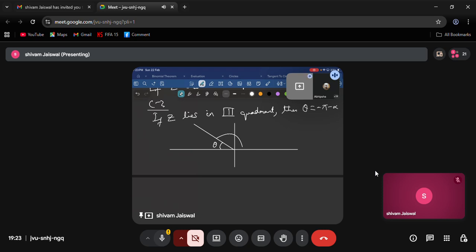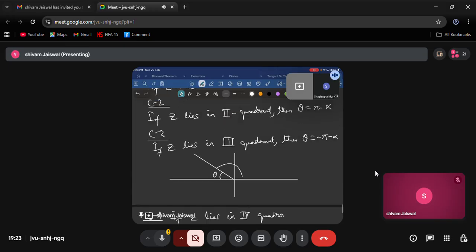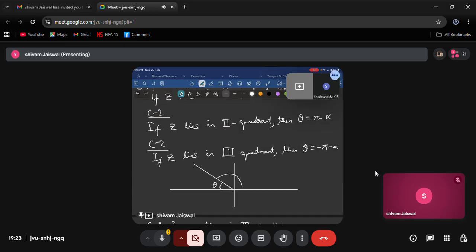Case 3 is minus pi minus alpha. Case 4: z lies in the fourth quadrant. Sir, if it's minus pi minus alpha, then it's getting out of range, no? It is ranging from minus pi to pi. Wait. Minus pi plus alpha. Now it's fine.